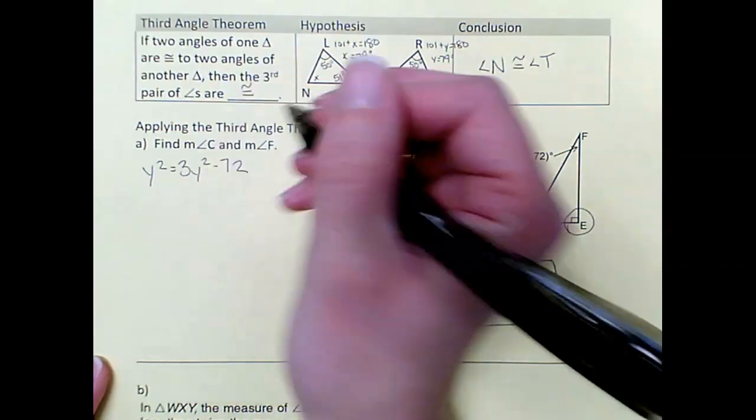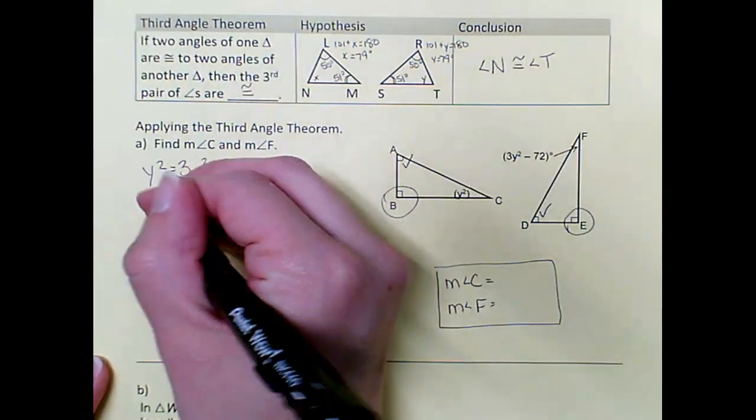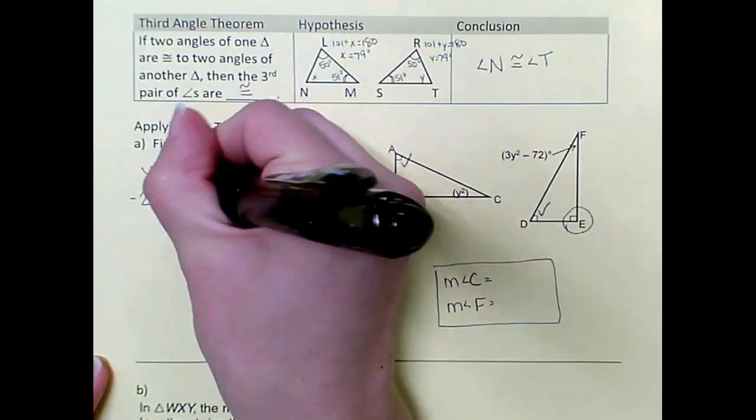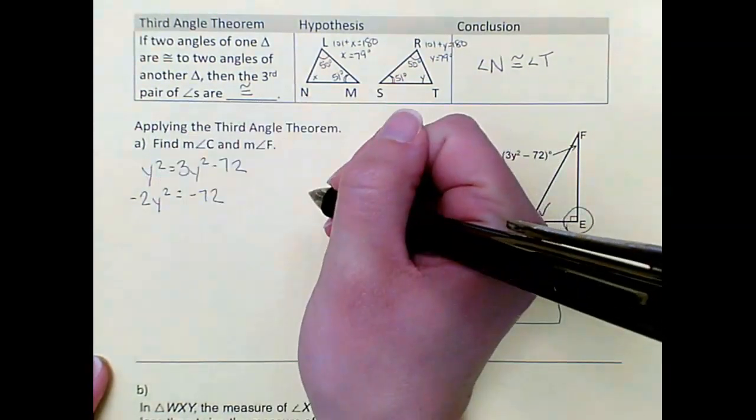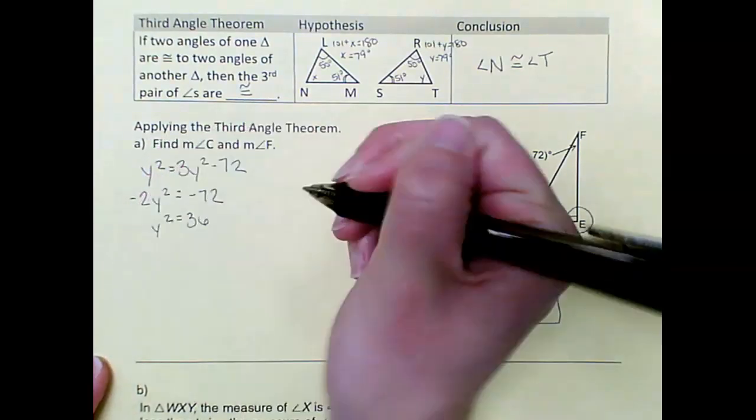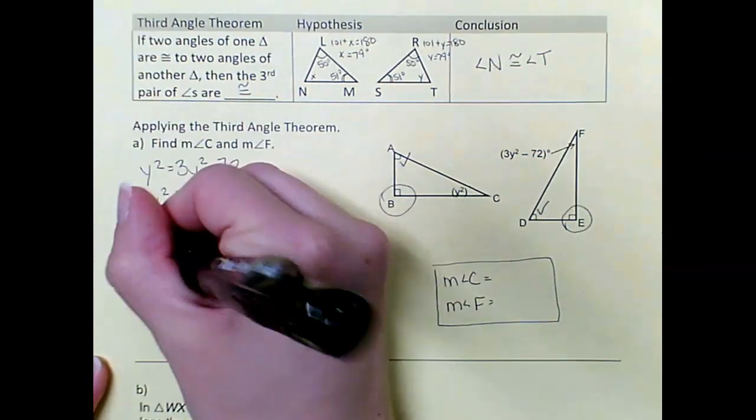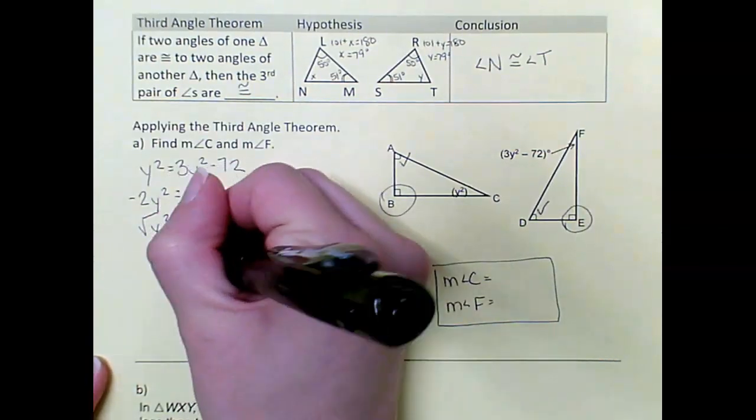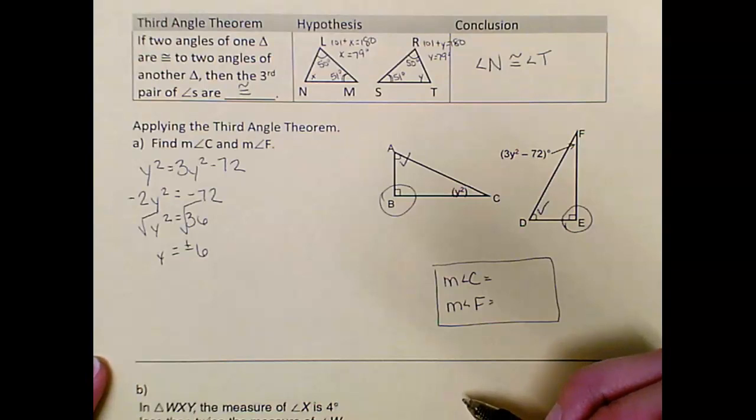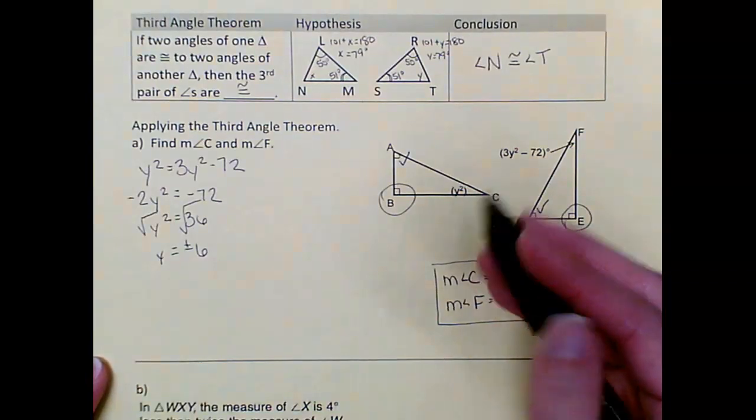I can move my 3y squared over to the other side, so negative 2y squared equals negative 72. If I divide by 2 on both sides, I get y squared equals 36. And if I take the square root of both sides, I get y equals plus or minus 6. Now, since y equals plus or minus 6, and that's not what I was asked to find, I was asked to find the measure of angle C and the measure of angle F, I can go ahead and substitute 6 or negative 6 into this expression.